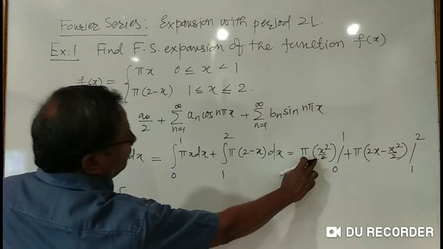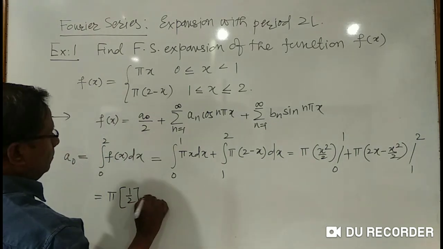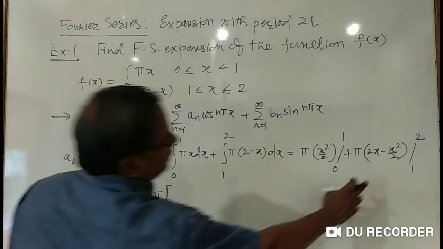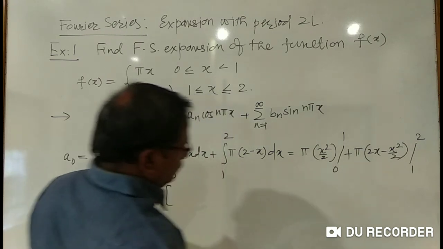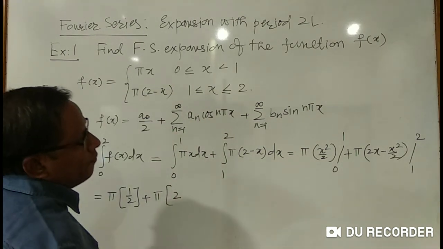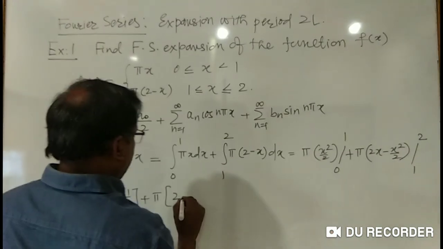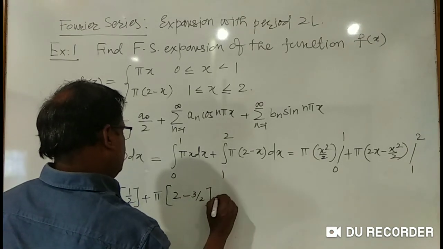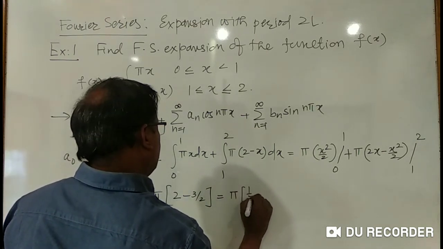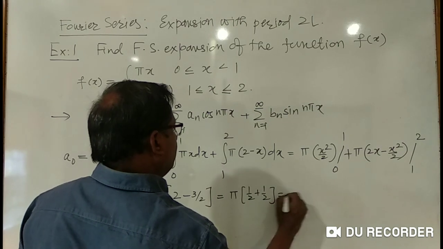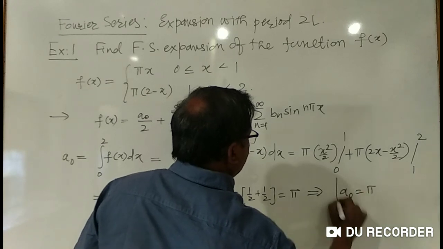So when you put the upper limit, 1 by 2 minus lower limit 0, so pi into 1 by 2, plus for the second term, upper limit 2x equals 2, this is 4 minus 2, that is 2, and when you put the lower limit, 2 minus 1 by 2, that is minus 3 by 2. Simplifying this, you will find it is pi into half plus half, that is pi. So a0 equals pi is our first value.